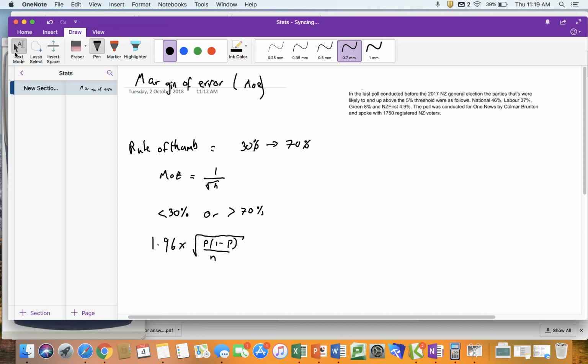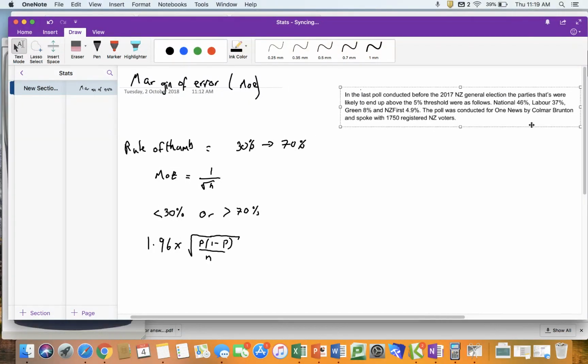So what I've done is I've found a statement about New Zealand's last general election, which was in 2017. National and Labour were on about 46 and 37%, and the Greens were on about 8%. I know these percentages don't add up to 100% because I didn't bother carrying on with anyone who wasn't likely to get above the 5% threshold, which is a key part of the New Zealand MMP.